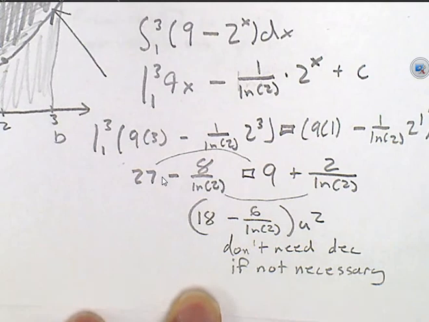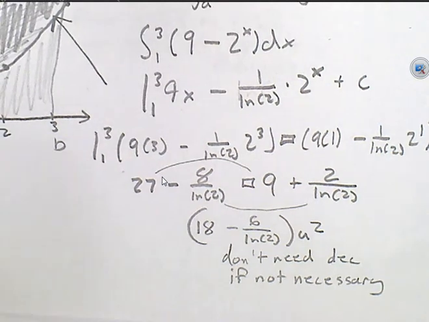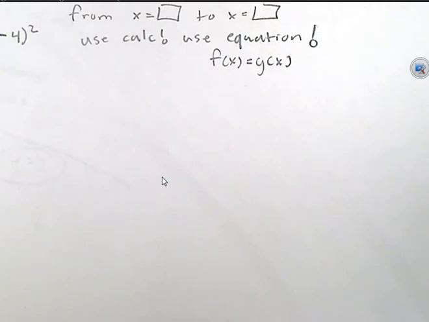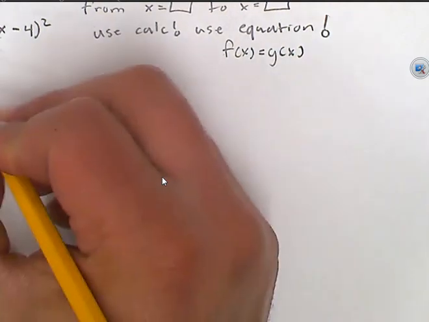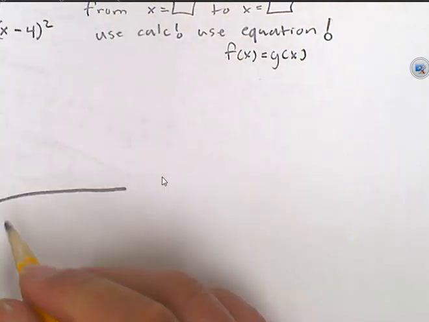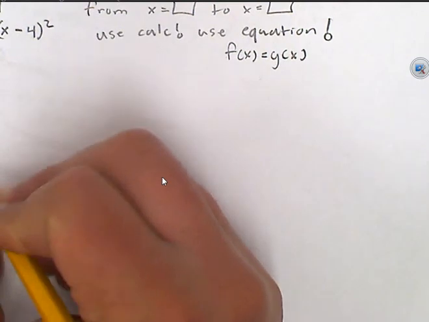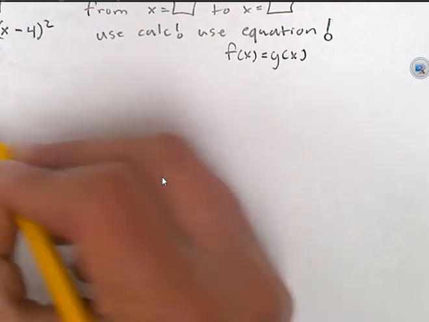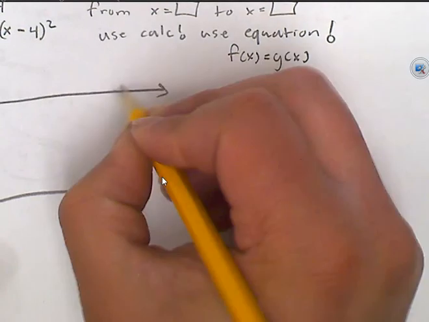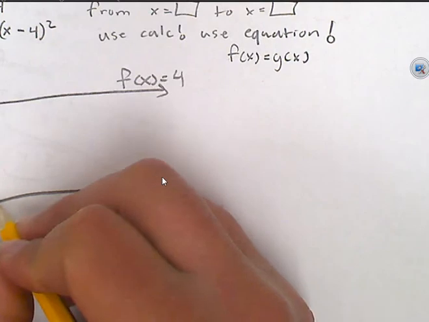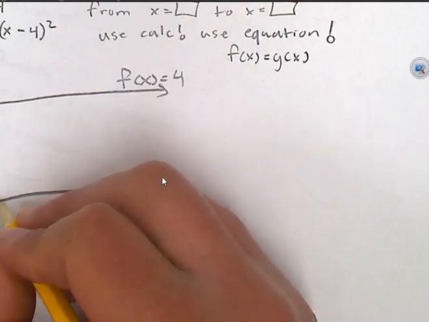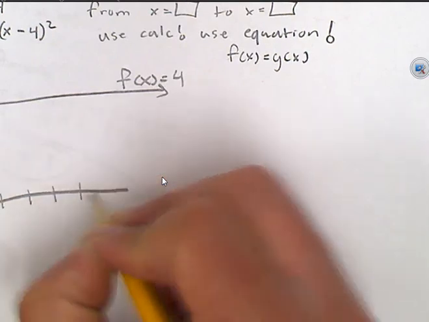Let's go ahead and move on to number 3. I'll just work it out on the paper. Find the area enclosed by f of x equals 4 and g of x equals x minus 4 squared, a parabola.